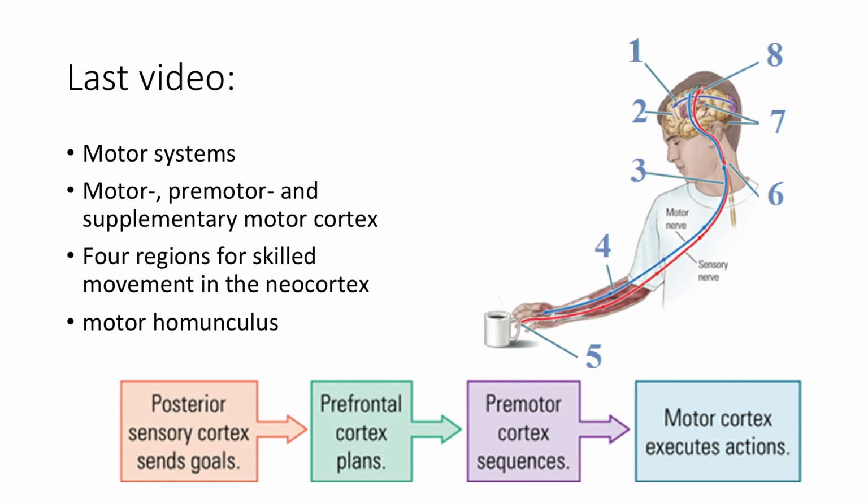So in the last video, we went over an introduction of our motor system. We talked about the motor, premotor, and supplementary motor cortex. And we talked about these four regions that are necessary for skilled movements that are located in the neocortex. And we also talked about the motor homunculus and an example of a simple motor movement like grasping a cup of coffee and what pathways are all involved in that.